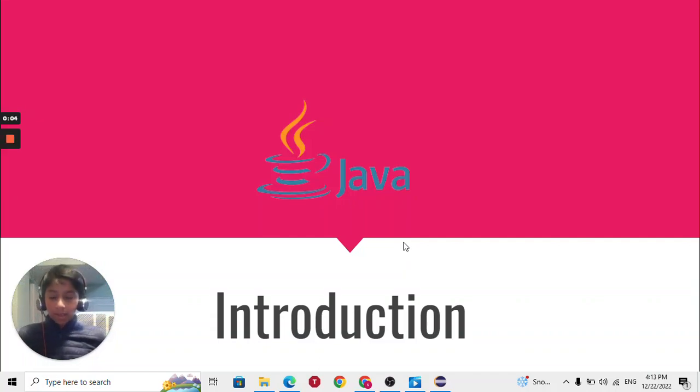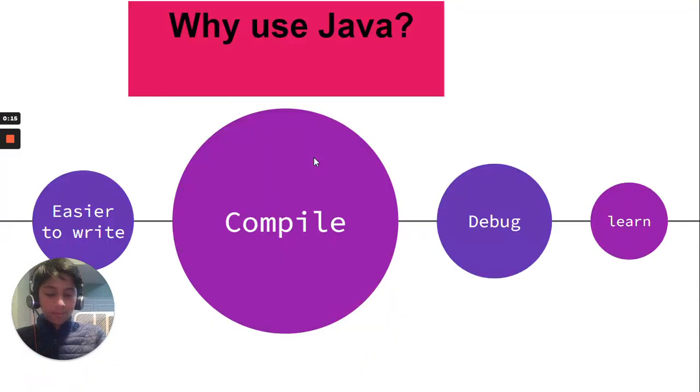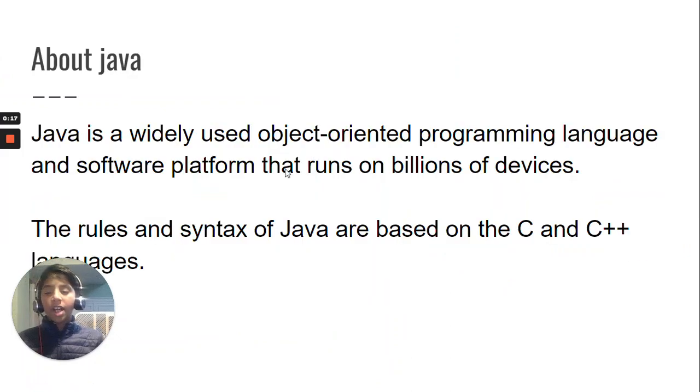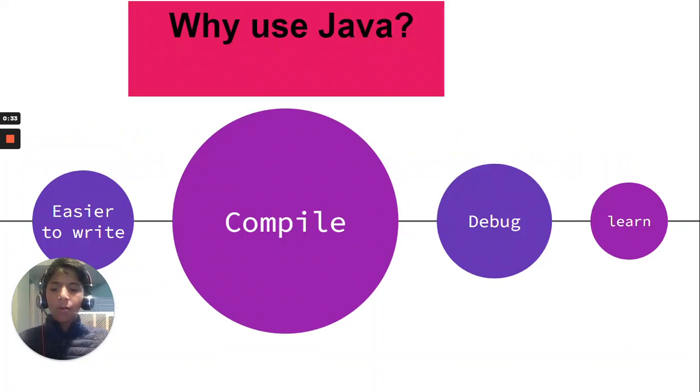So in today's video, I'm gonna be teaching you Java, what is Java and why do we use it. So Java is a widely used object-oriented programming language and software platform that runs on billions of devices. The rules and syntax of Java are based on the C and C++ languages. Why do we use Java? Because it's easier to write, to compile, to debug, and to learn.